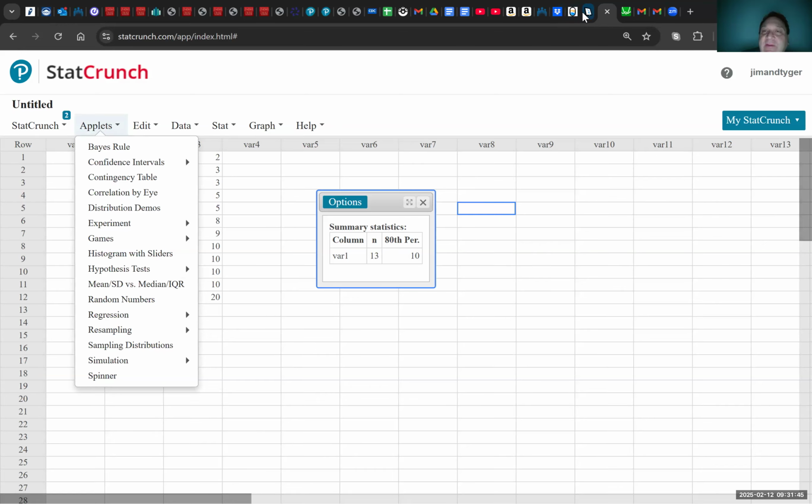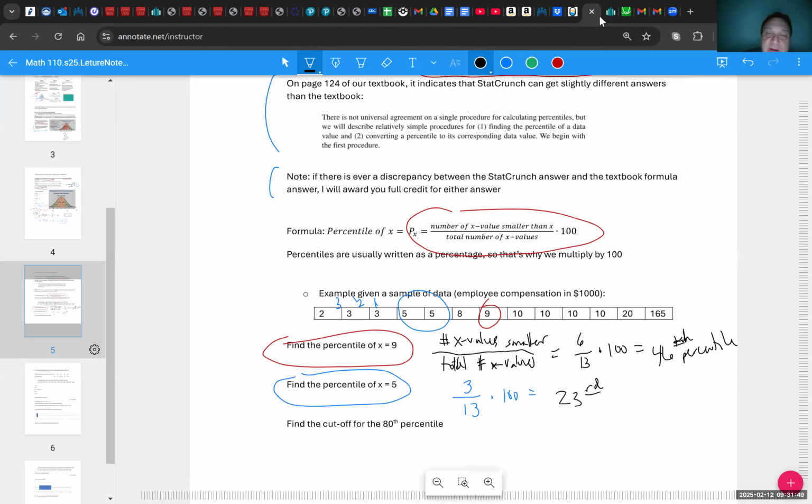All right, so let me go back to my worksheet and come back. There we go, 80th percentile. 80th percentile is x equals 10. Okay, let's make that look like an x and not some weird symbol. X equals 10. What's the cutoff for the 80th percentile? It's 10.